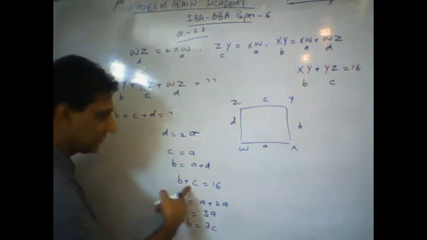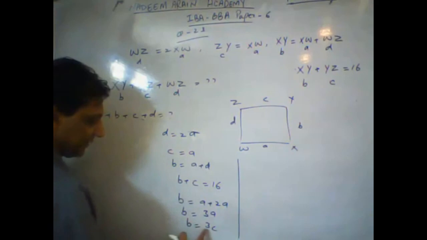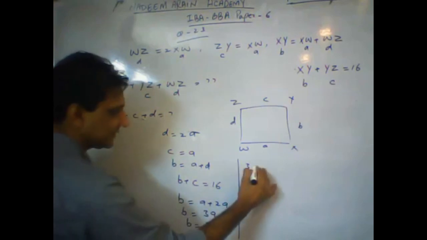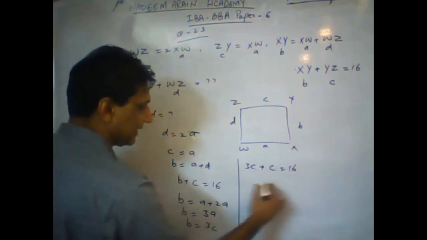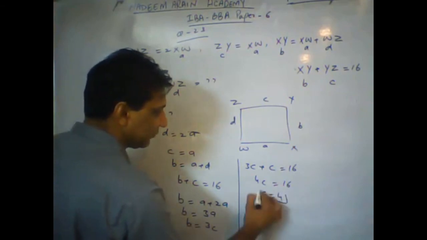B plus C is equal to 16. So B plus C is equal to 16 will be 3C plus C is equal to 16, when we put this B is equal to 3C here. 3C plus C is equal to 16, that is 4C is equal to 16. That is C is equal to 4.